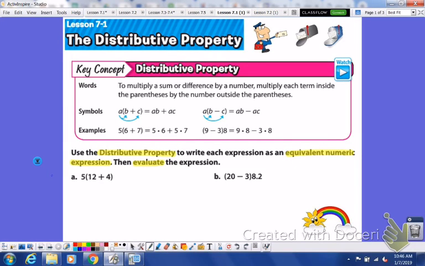All right, here we go with chapter 7, lesson 1. We are going to be talking about the distributive property. So if we look at our key concept here, the distributive property means that we are going to multiply a sum or difference by a number and then multiply each term inside the parentheses by the number outside the parentheses.